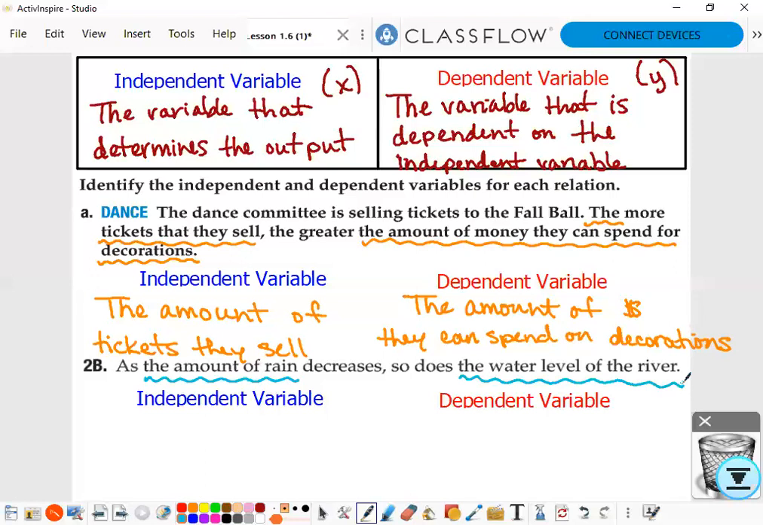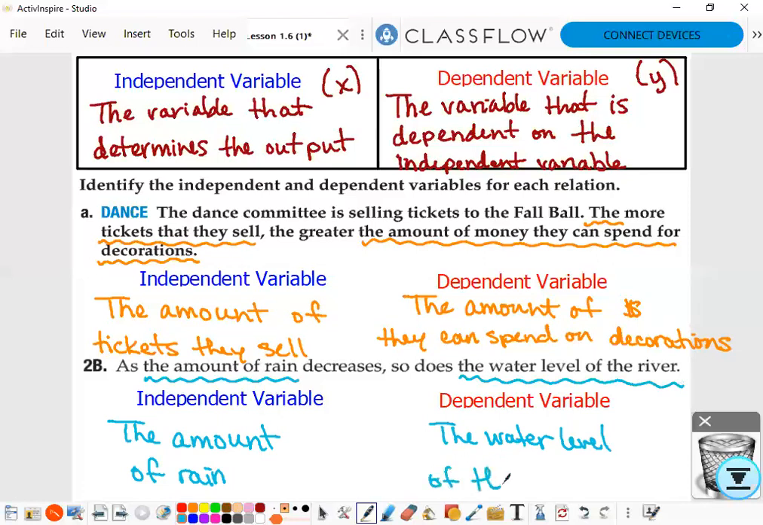I'm pretty sure it rains first, and then you figure out how high the river is going to be. So let's just fill in based on that, and this is going to be the amount of rain for our independent variable. That's the one that happens first, and then dependent is going to be the water level of the river. Pretty sure that makes more sense to us.